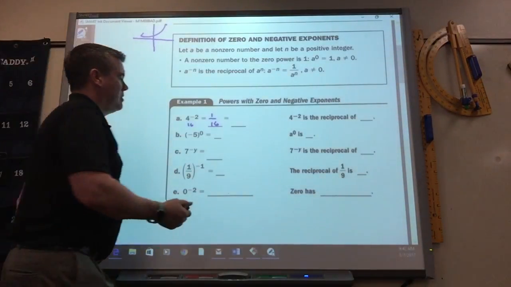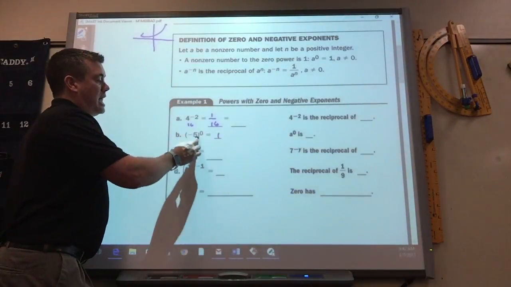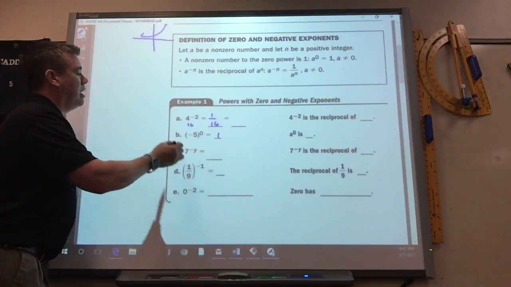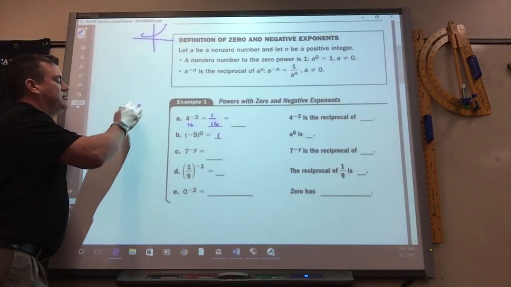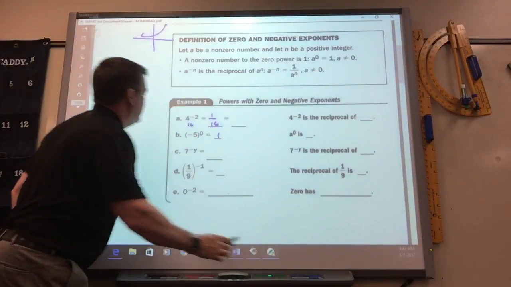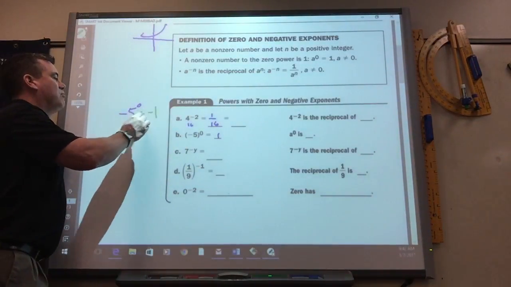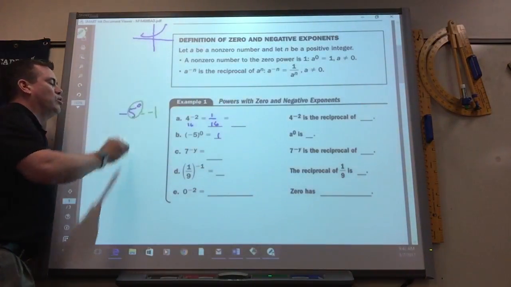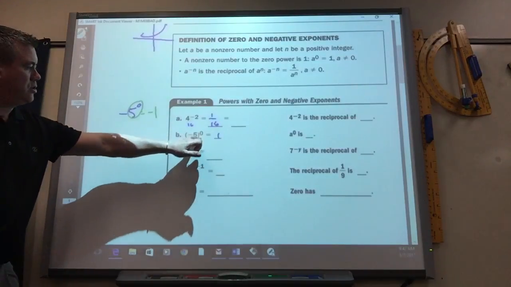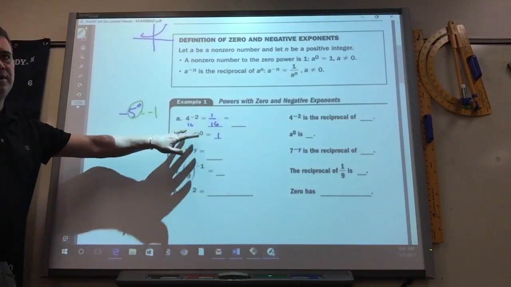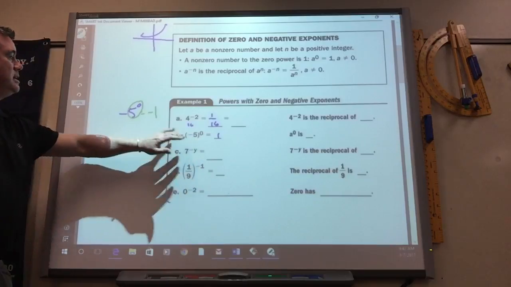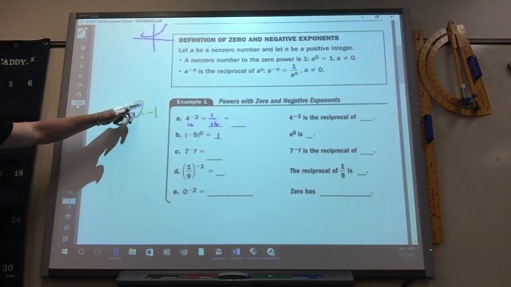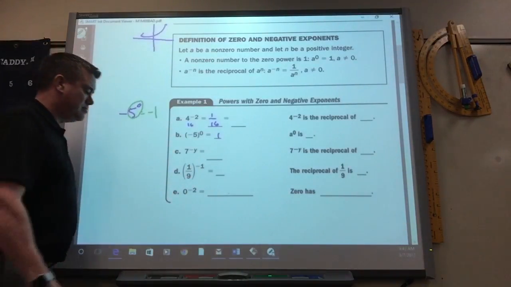This is 1. Anything to the 0 power is 1. Now, if this would have been written this way, it would be -1 because the 0 is only hooked to the 5. Here it's hooked to the parenthesis, which means everything inside is to the 0. If it's not in a parenthesis, you only do it to what it's hooked to.